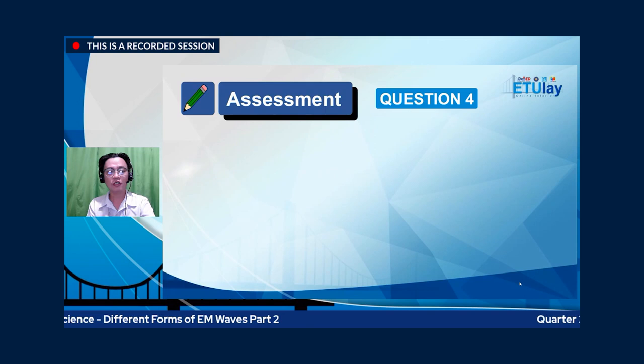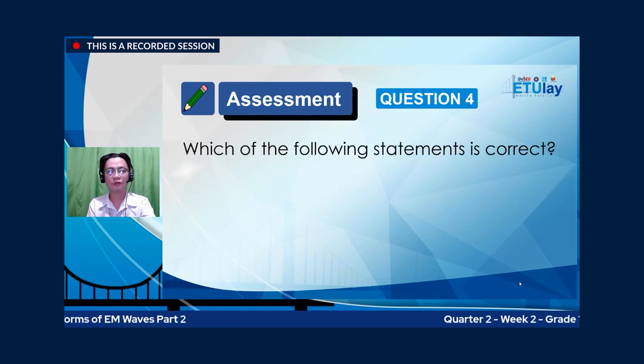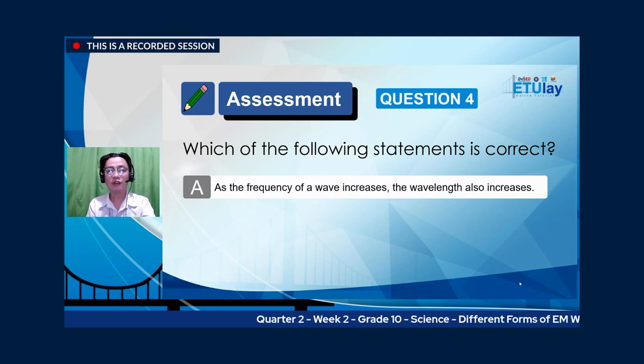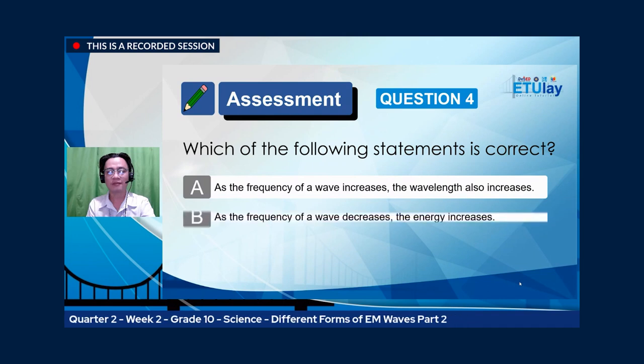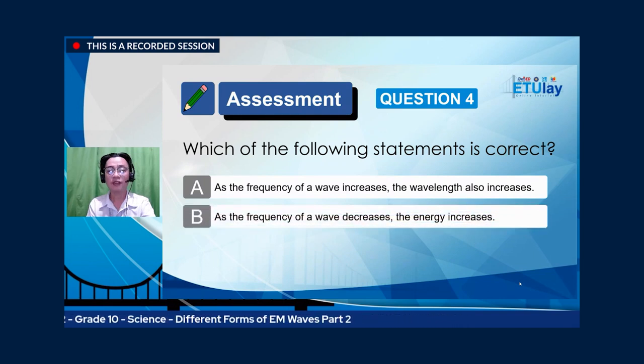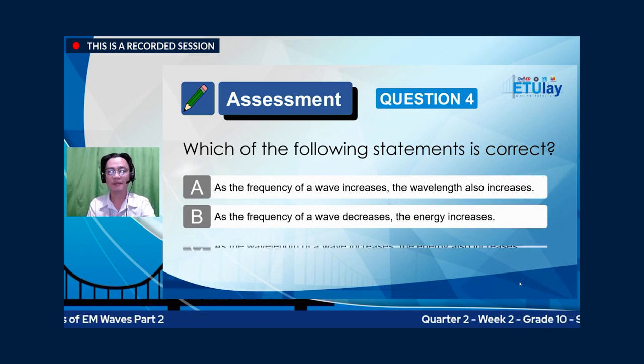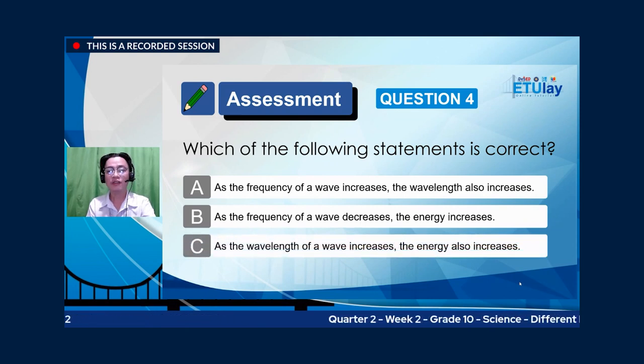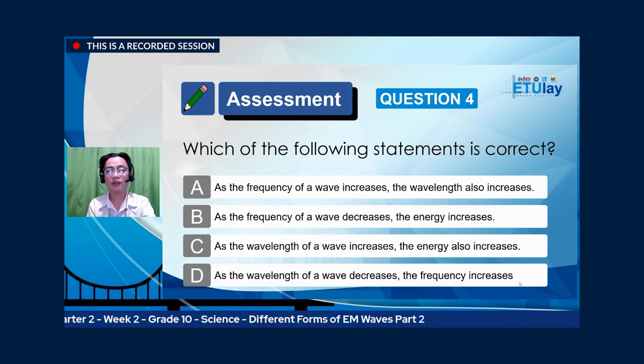Let's move to question number 4. Which of the following statements is correct? A. As the frequency of a wave increases, the wavelength also increases. B. As the frequency of a wave decreases, the energy increases. C. As the wavelength of a wave increases, the energy also increases. D. As the wavelength of a wave decreases, the frequency increases.